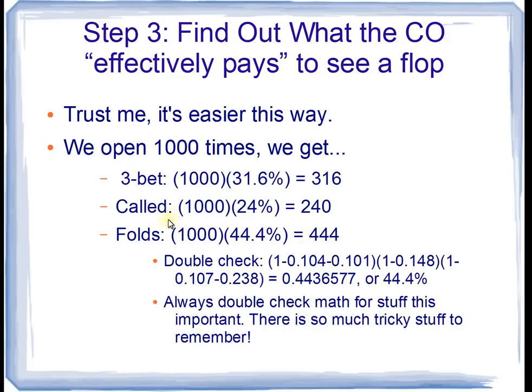All right, so always double check the math for stuff that's important since there's so much tricky stuff to remember. I've done it many times before. I've seen other people do it many times before where you make a mistake when you're doing like pre-flop or flop calculations because you didn't double check or because you decided to take a shortcut, and then you end up making tons of wrong ranges and tons of incorrect assumptions, and it just ends up wasting a bunch of time and potentially costing you money for a while.